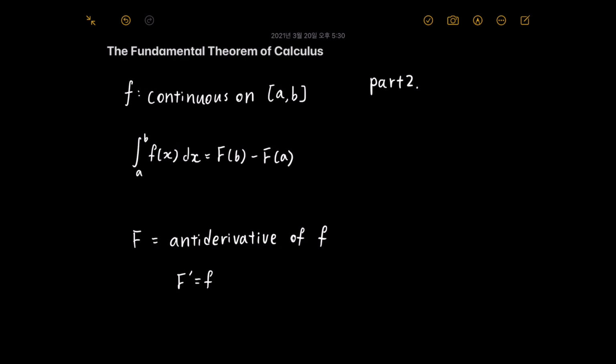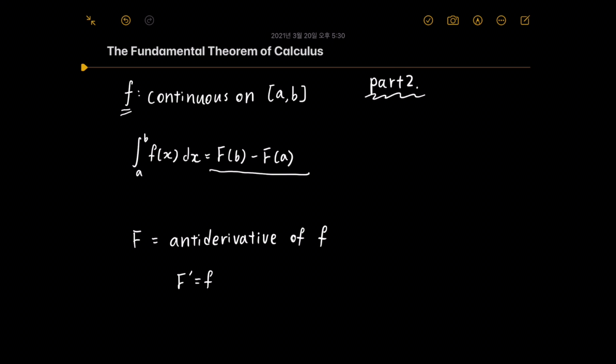At the beginning of the video, I mentioned that there are two parts of the fundamental theorem of calculus, and now we are going to learn about the second part. This theorem states that if there's a function f which is continuous on the interval from a to b, then the integral from a to b of f of x dx is equal to capital F of b minus capital F of a.